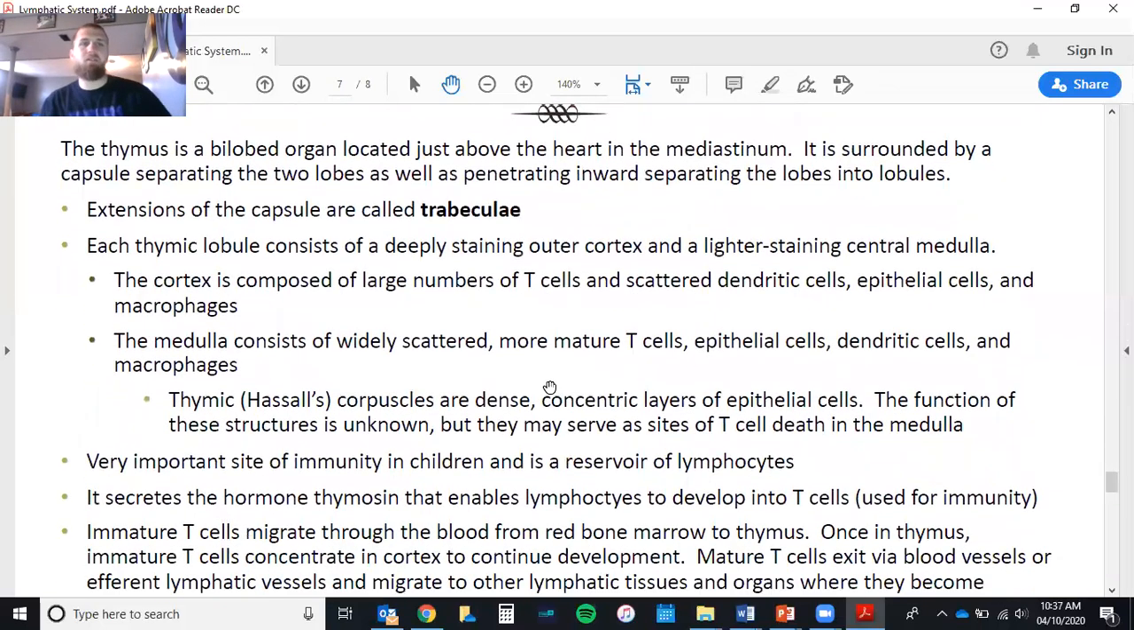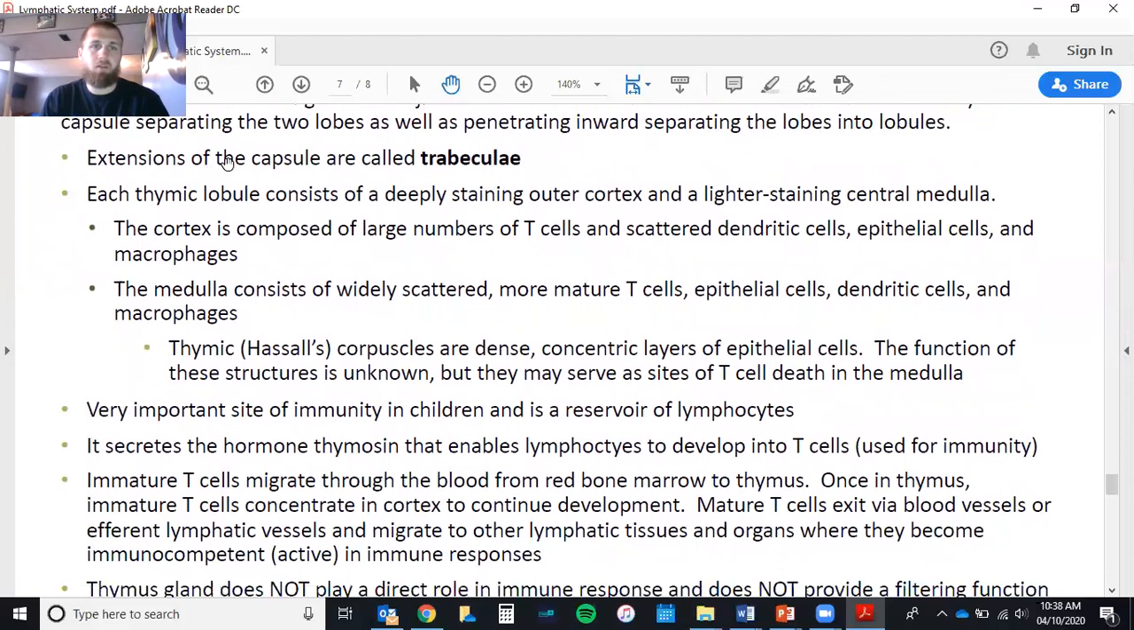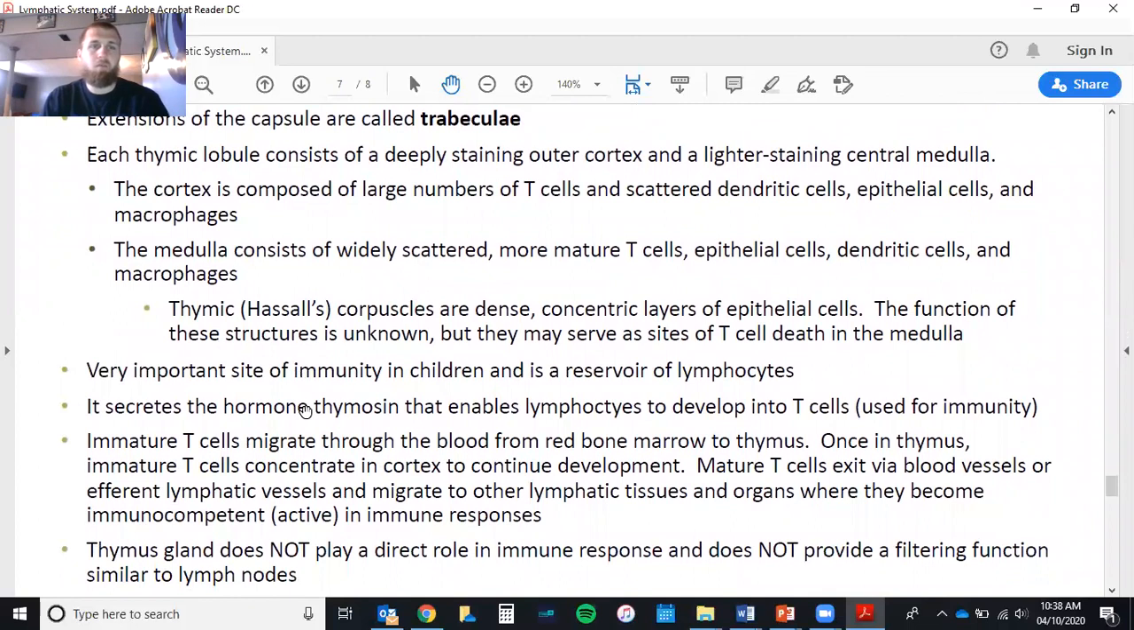Okay, let's talk thymus, an organ we've discussed fairly recently. It sits on top of our heart. It's bilobed, surrounded by a capsule, and it's structured a lot like our lymph nodes in that it has that capsule on the outside, but then it's got finger-like extensions penetrating inward that help separate the two lobes into further smaller structures called lobules. And those extensions of the capsule are called trabeculae, just like they were with our lymph nodes. Each thymic lobule consists of a deeply staining outer cortex and a lighter staining central medulla.